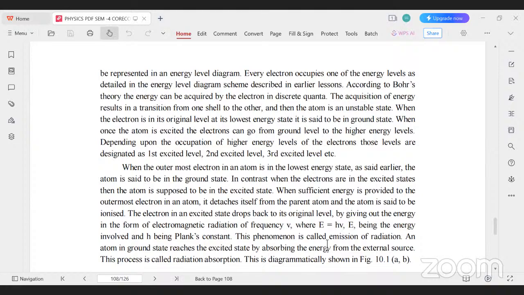This phenomenon is called emission of radiation. This is emission, which is giving out the energy. So emission is happening.